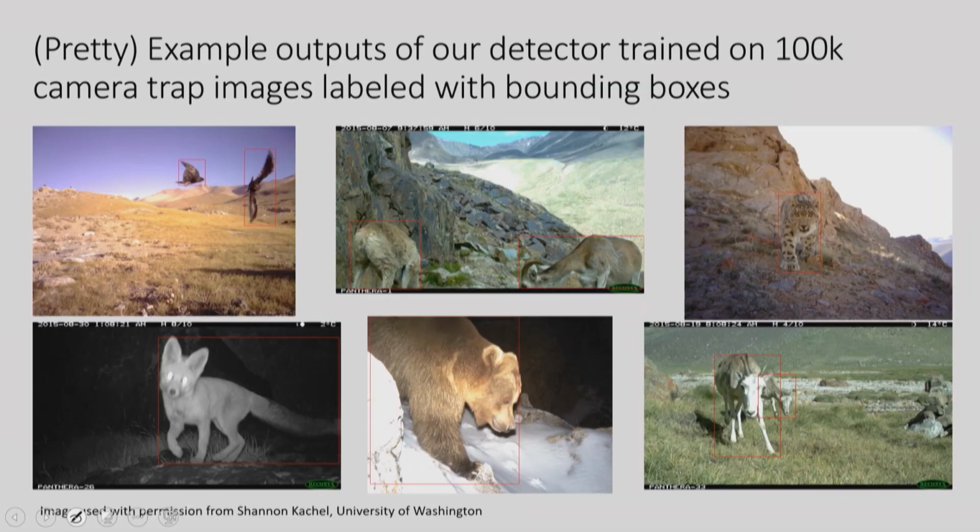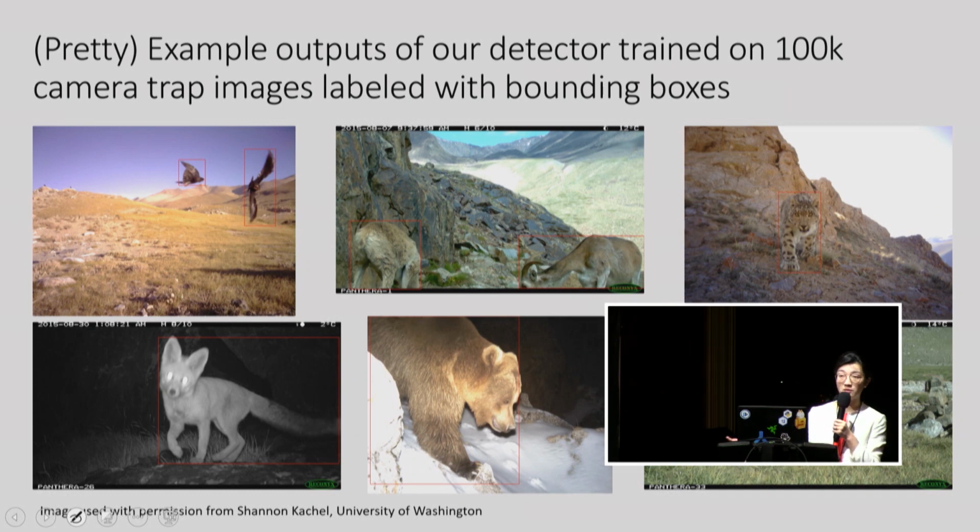So we've developed an object detector, and we trained it on about 100K images where we had the bounding boxes around the animals labeled, because to train an object detector you need not just classification, but the actual bounding boxes. We were able to train one that's generalizable to different ecosystems, and it's really effective. By doing this detection, it's able to tell whether the image actually has an animal or not.